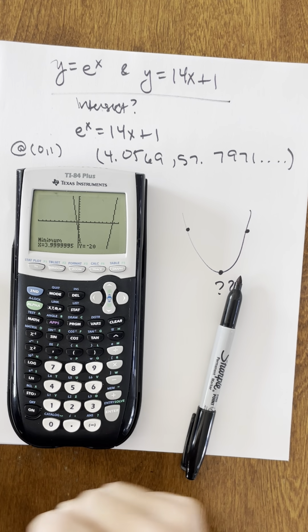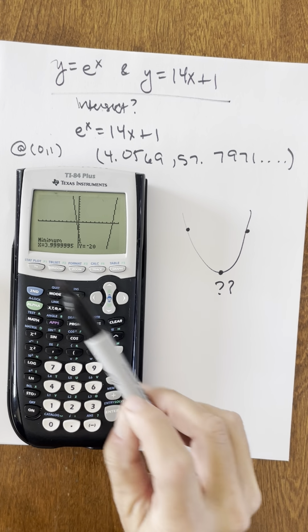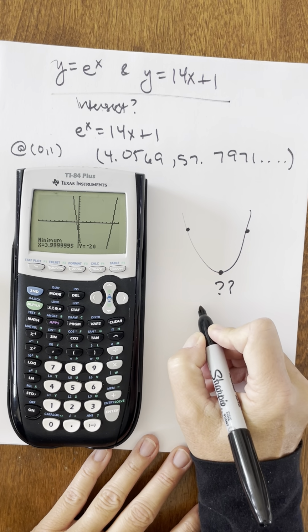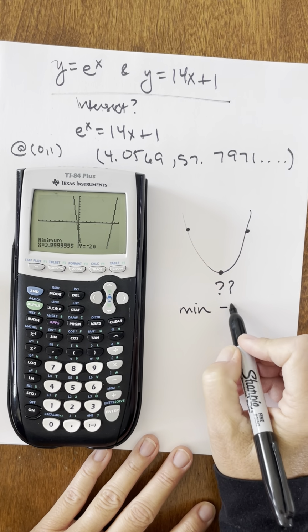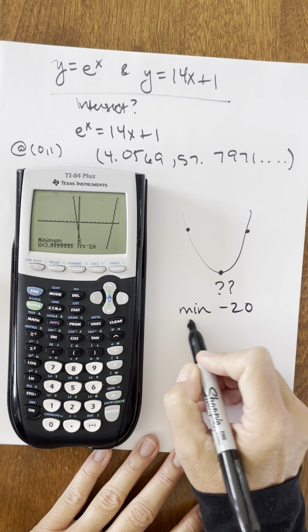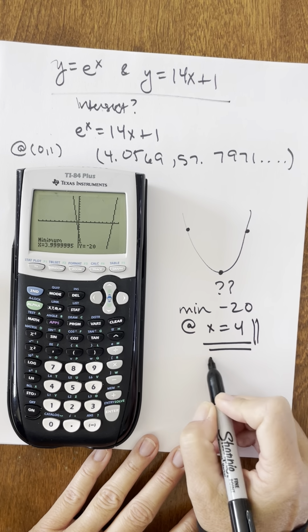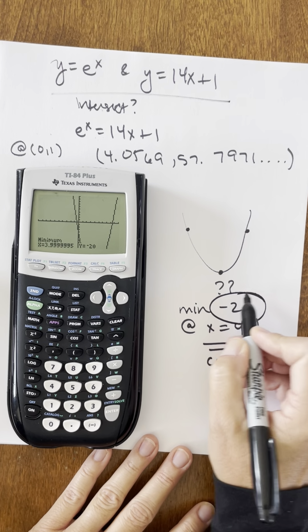Oh, I was close. Your calculator is actually kind of silly. It's not very smart. It's actually 4. So this, because we understand that it is a vertex, our minimum is the y value. It happens at x equals 4. So this, as we know, is our critical value. This is our extrema.